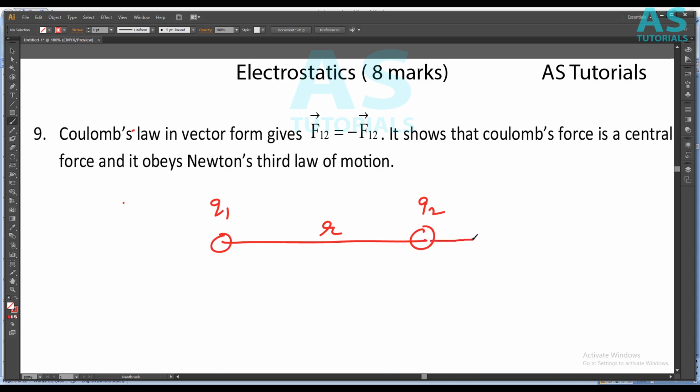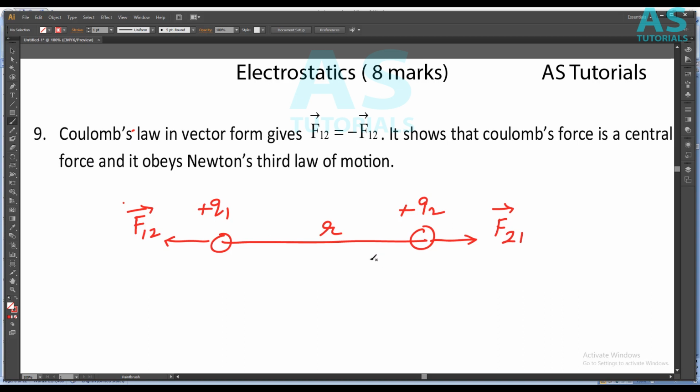and if both the charges are assumed to be positive, let F21 be the force exerted on the second charge by the first charge in this direction, and let F12 be the force exerted on the first charge Q1 by the second charge Q2.